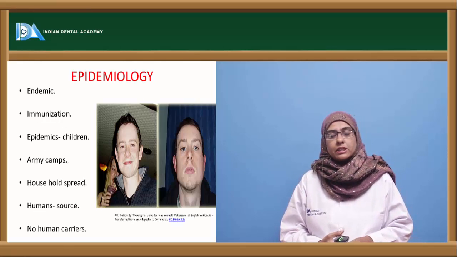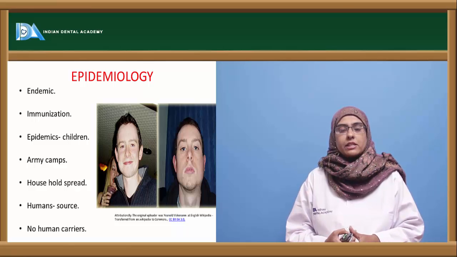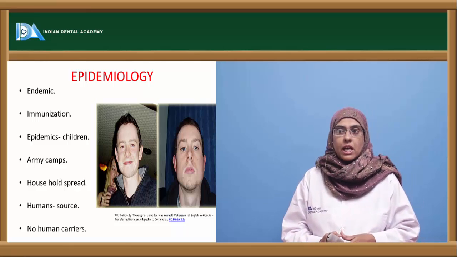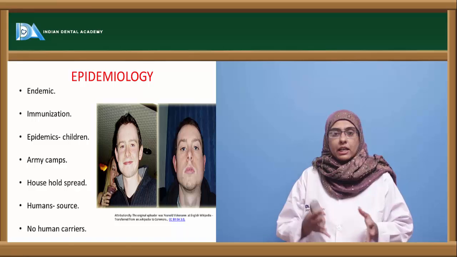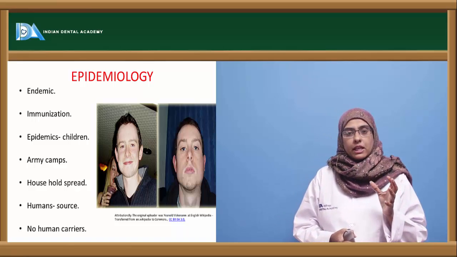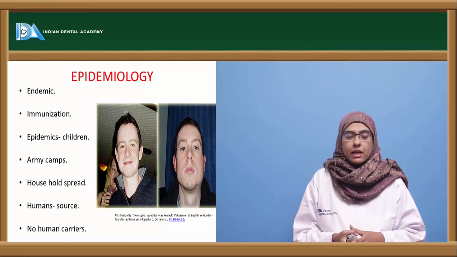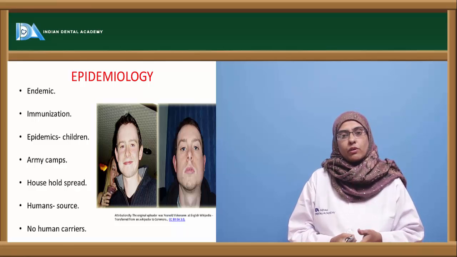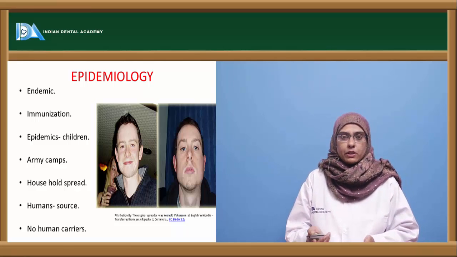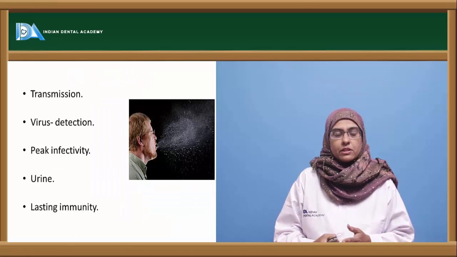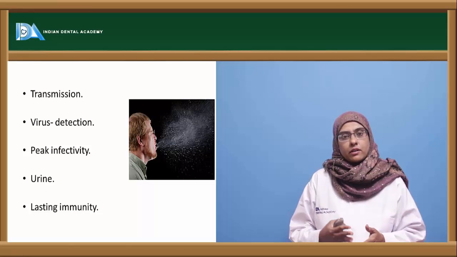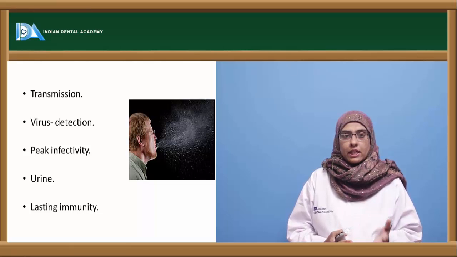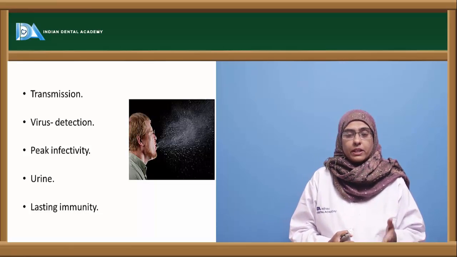Coming to the epidemiology, this disease is endemic in nature, usually affecting children between 5 to 15 years, and it has drastically come down after immunization procedures, affecting only infants or young adults who are in close contact, such as in army camps. Household spread is common in this infection, and humans are the only source of infection. There is no reservoir and no carrier in this disease. Coming to transmission, it usually takes place via direct contact or use of fomites contaminated with the saliva of the infected person, aerosolized organism, or droplets containing the virus.